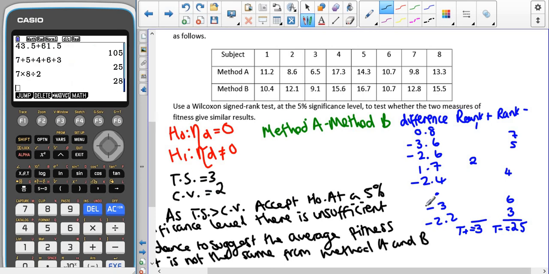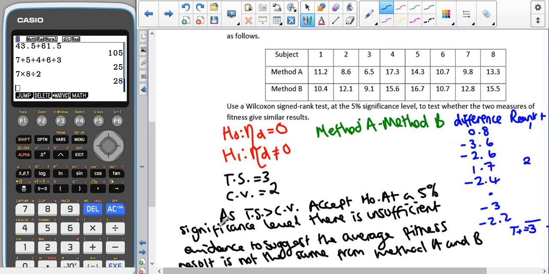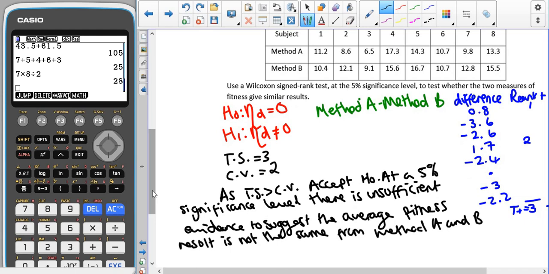So the smallest one of those is my test statistic. In this case, that is 3. So my test statistic is 3. Looking up the critical value on page 25, going across from 2-tail to 5% and then down to 7, because one of them ended up being a dot, so we only ended up with actual 7 pieces of data that we were ranking. We get a critical value of 2.